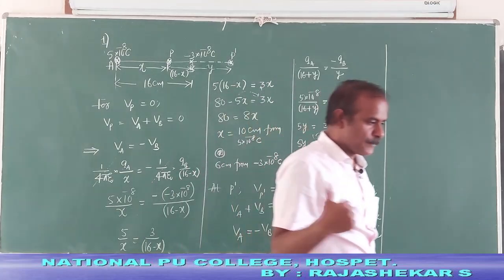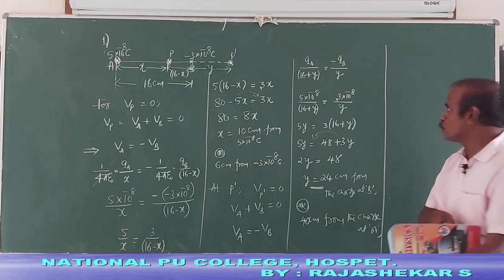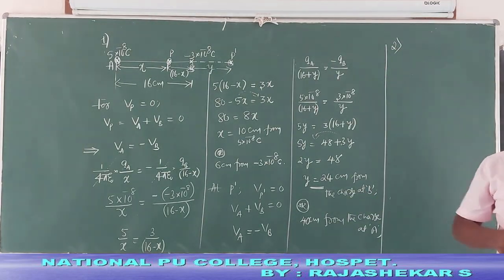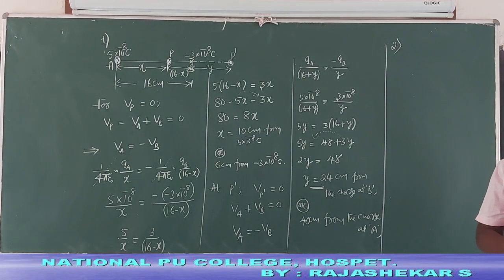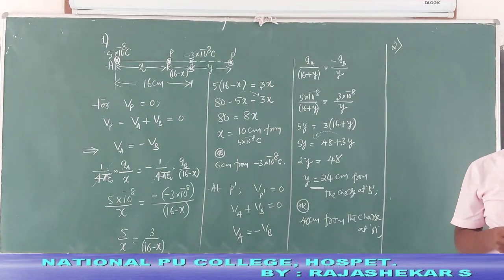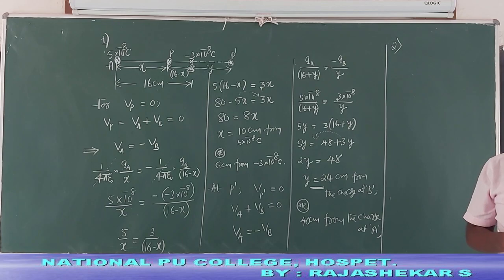Well students, this is question number 1. Now let us refer to question number 2. What is question number 2? Here you are given a regular hexagon having 6 sides. Each side 10 centimeter has a charge 5 microcoulomb at each of its vertices or corners. Calculate the potential at the center of the hexagon.